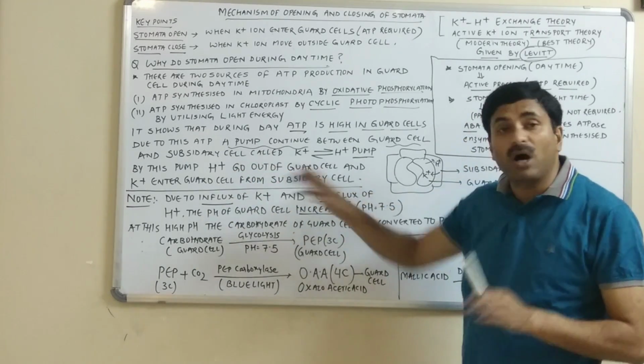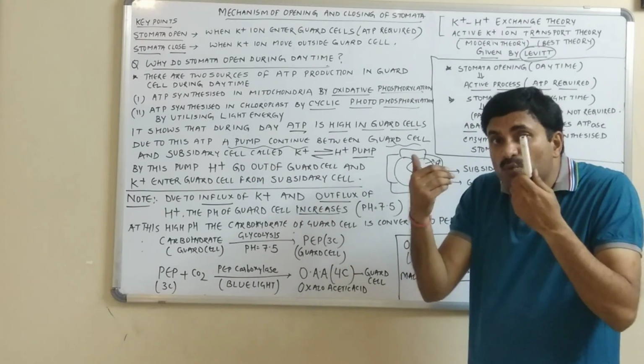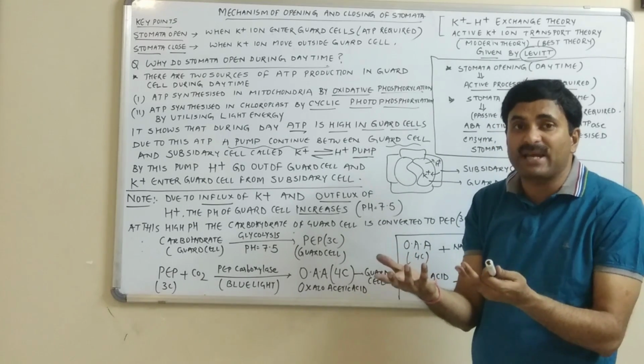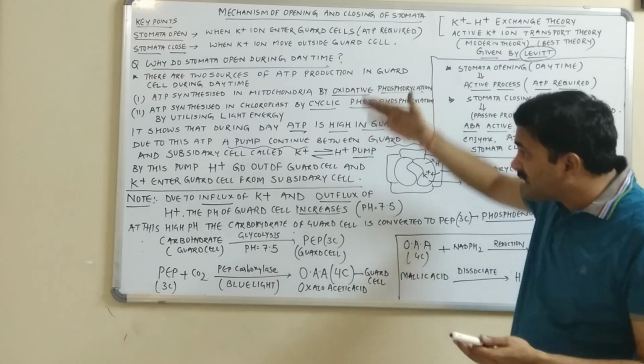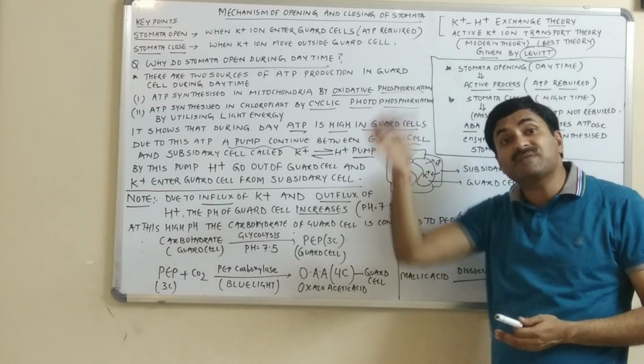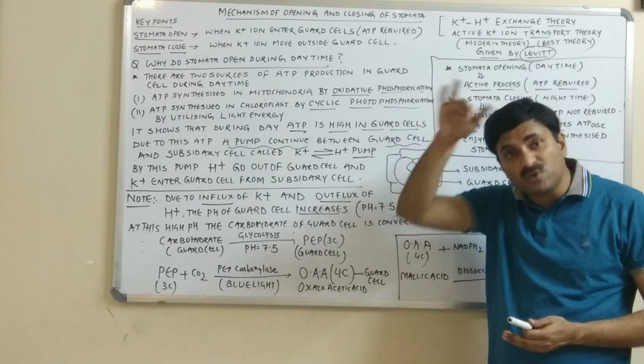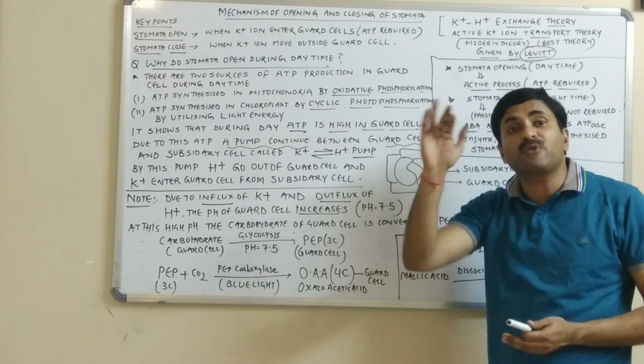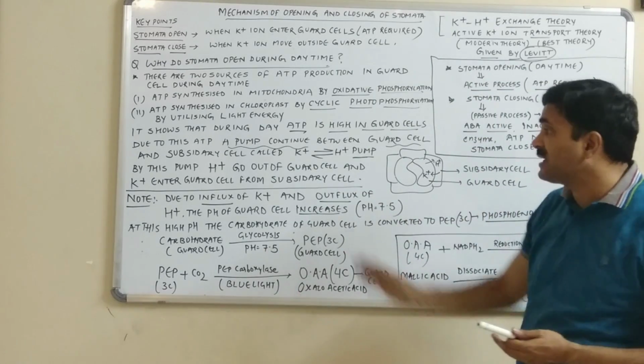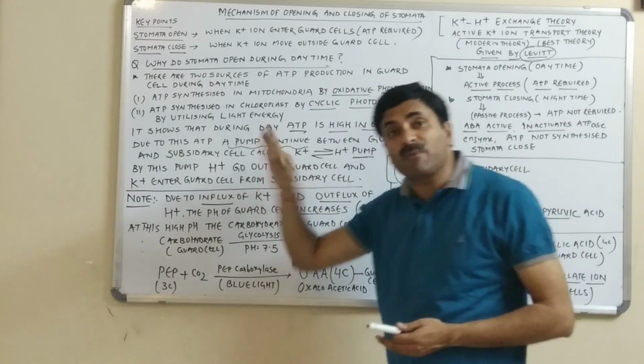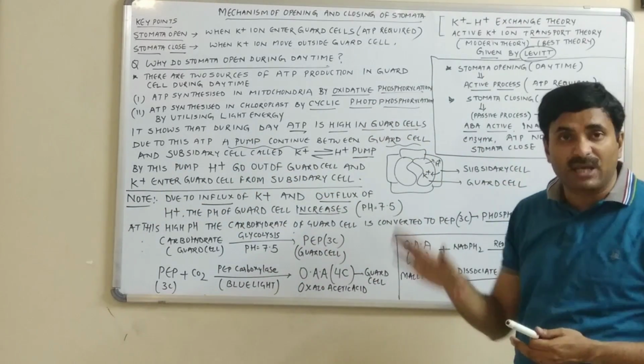H plus ion go out of the guard cell, meaning outflux of the H plus ion occurs. And what happens is that K plus ion enter inside, meaning they come from outside to inside. They come from the subsidiary cell into the guard cell. And the entry of the K plus from outside is the influx of the K plus ion.